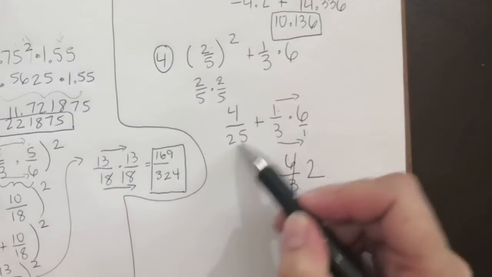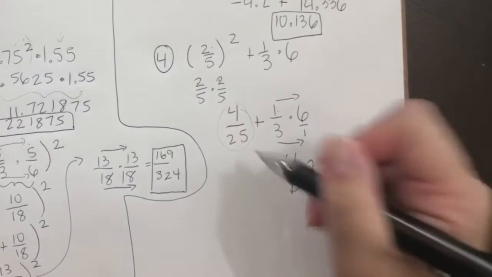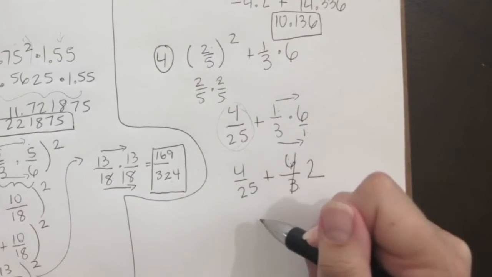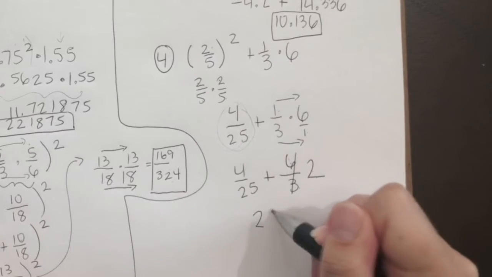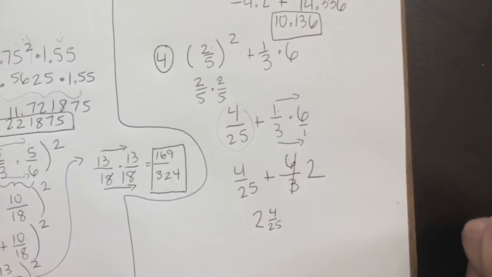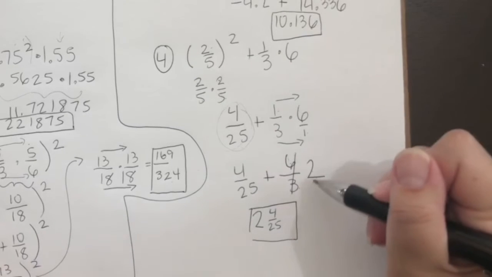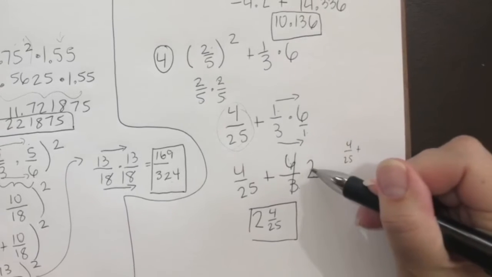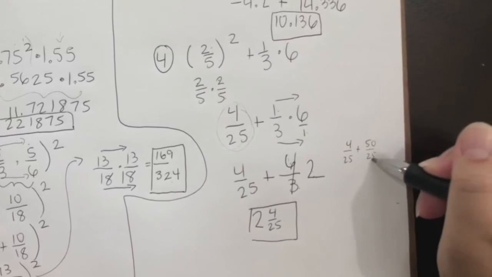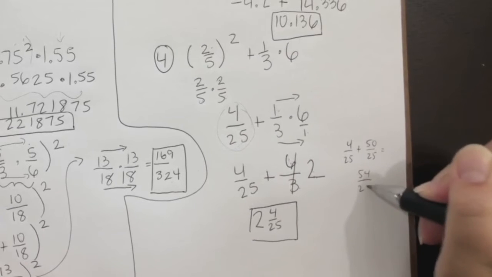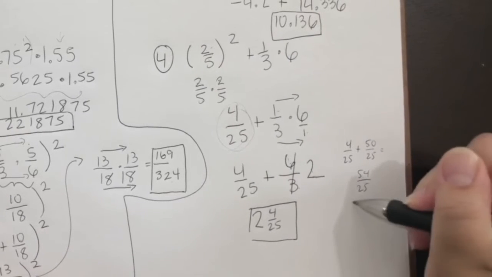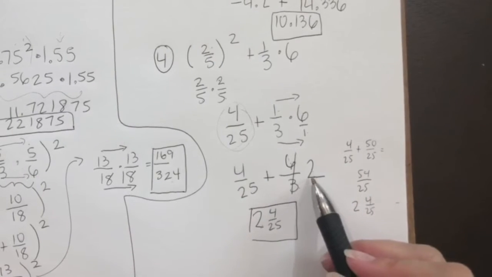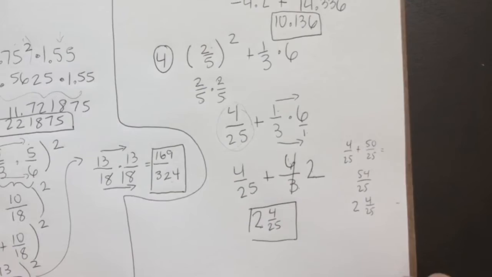So we'll bring this all down. 4/25 plus 2 is going to be 2 and 4/25. I mean, we could always put 2 over 25 and say 4/25 plus 2 times 25 would be 50/25. And then we'd get 54/25. And then we could pull out 2 and have 4/25 left over. But we just kind of shortcutted it by putting the whole number with the fraction and making a mixed number.